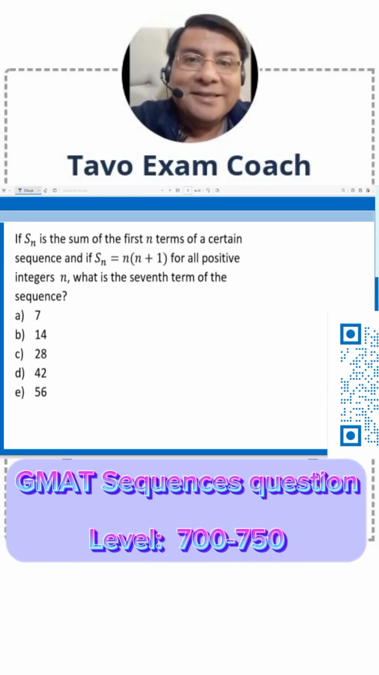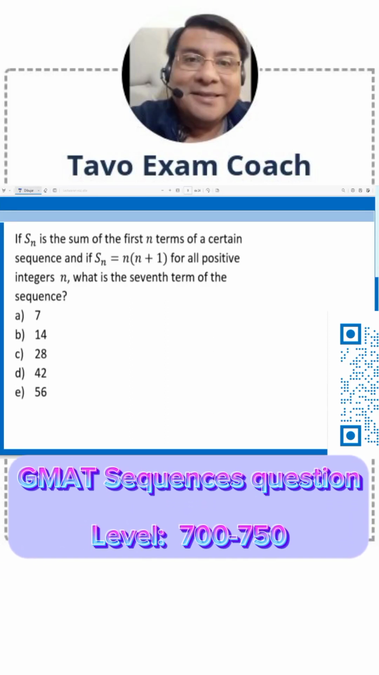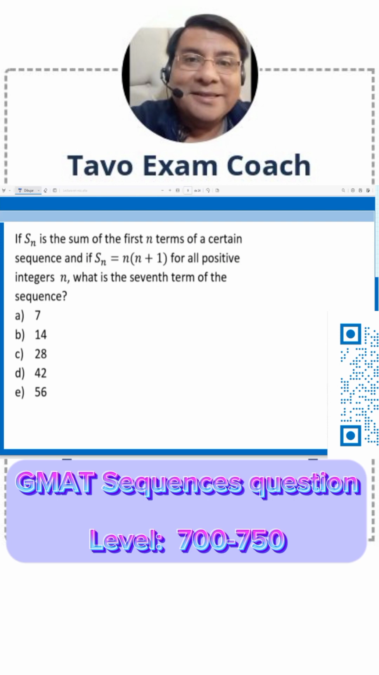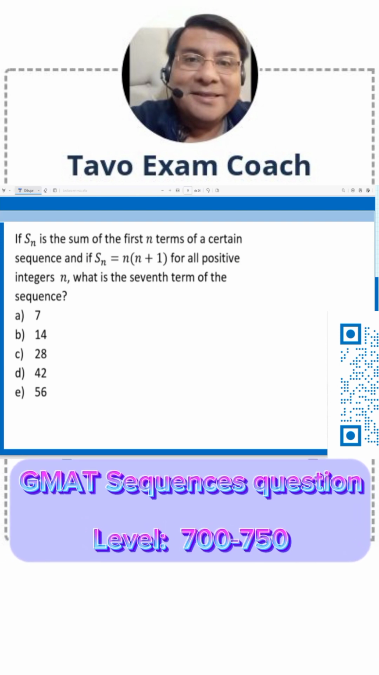If S sub n is the sum of the first n terms of a certain sequence, and if S sub n equals n times (n plus 1) for all positive integers n, what is the seventh term of the sequence?